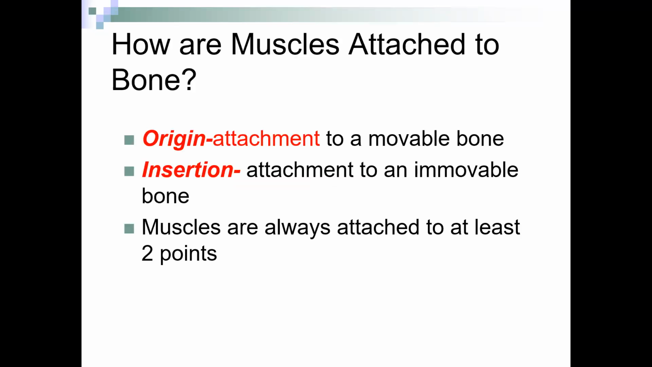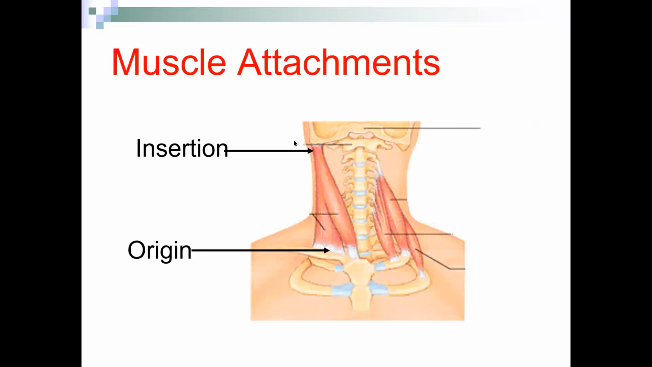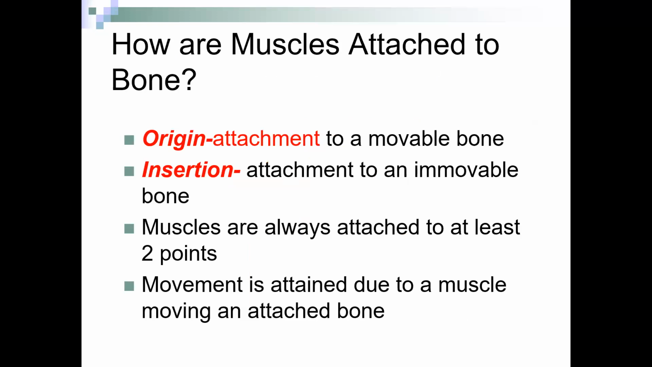Now, we already mentioned this bit about origin and insertion. Oh, wait, there's a mistake here. Origin is supposed to be the immovable bone, and insertion is supposed to be the movable bone. That's an error there. Okay, it's corrected here though, but it's in error from before. So please make a note of that. The error here. Origin is supposed to be immovable, and insertion is supposed to be movable. Right?